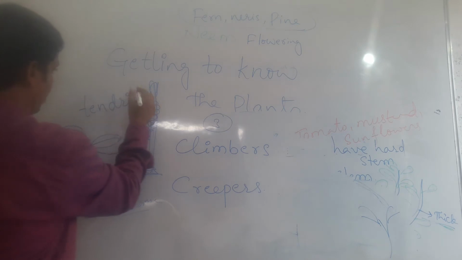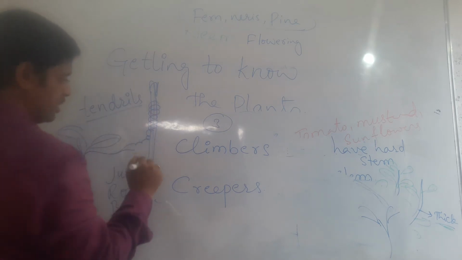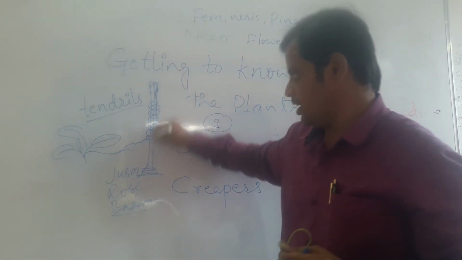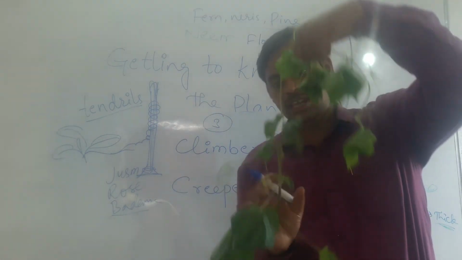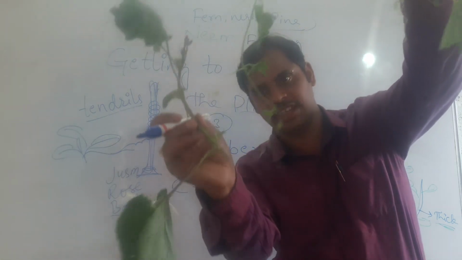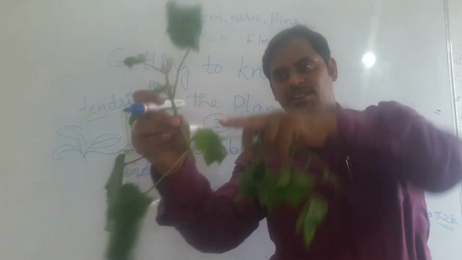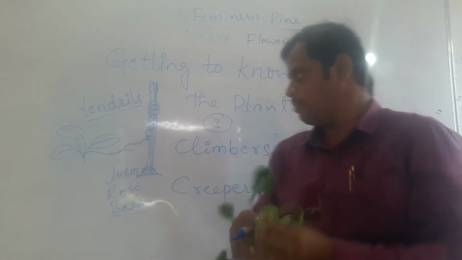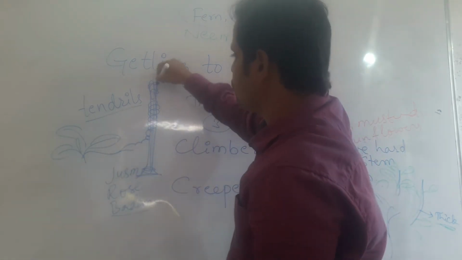With the help of organs called tendrils, it is going to wind around the stem of another plant. See, here is another plant. It winded. Are you able to see? Right. So it winded around this plant. So this is the host plant, and it is the climber. By taking support of this, it is going to grow.